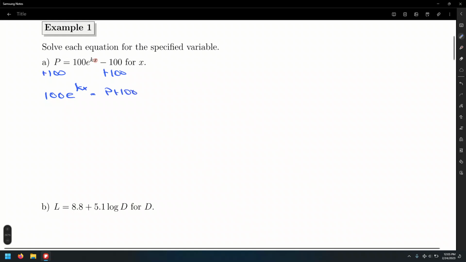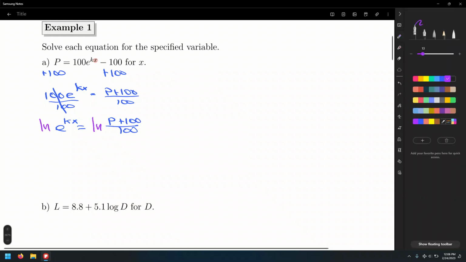After adding the 100, we can keep isolating the exponential by dividing both sides by 100. That's going to leave us with e to the kx equals P plus 100 over 100. From here we may go about getting rid of the exponential, and you know what to do. When we solve an exponential equation, we do the inverse operation on both sides, which in this case is ln.